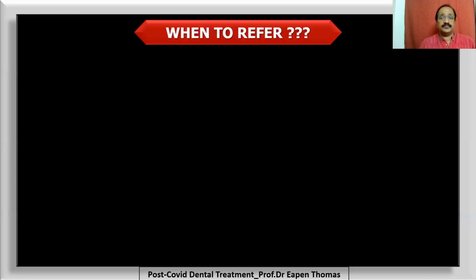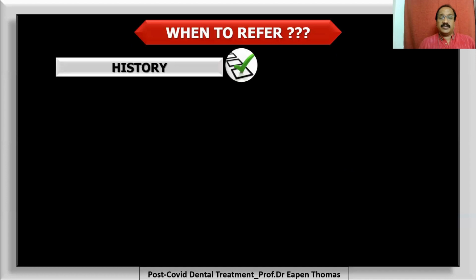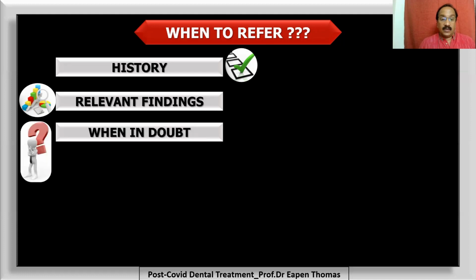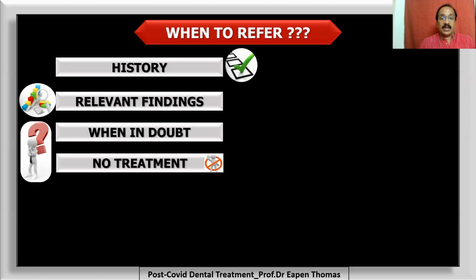Now, when to refer any patient? In the history, when you have taken, you have found any of those signs and symptoms that I mentioned, or in the clinical examination, if you found any signs and symptoms in the list that I have given to you, and when you are in doubt, when we are not sure whether you should take it up or not, then in such patients do not do any treatment. So if the history is positive, if there are relevant findings as per the list I have given you, and when you are in doubt, do not attempt any treatment; such a patient you have to refer.